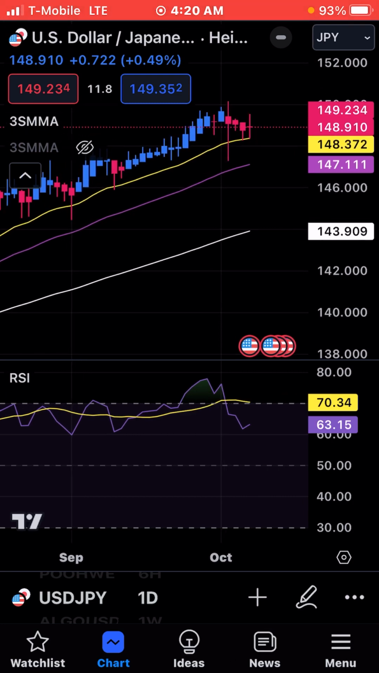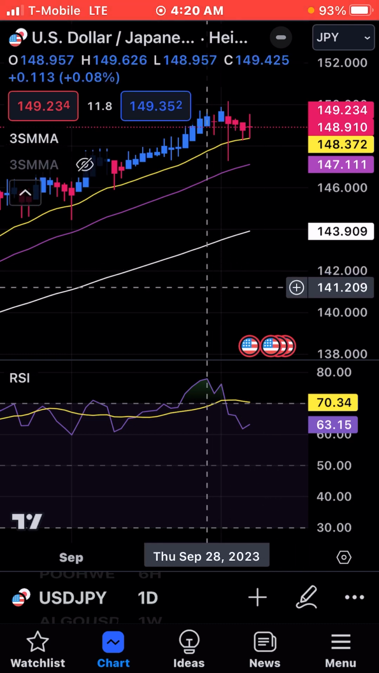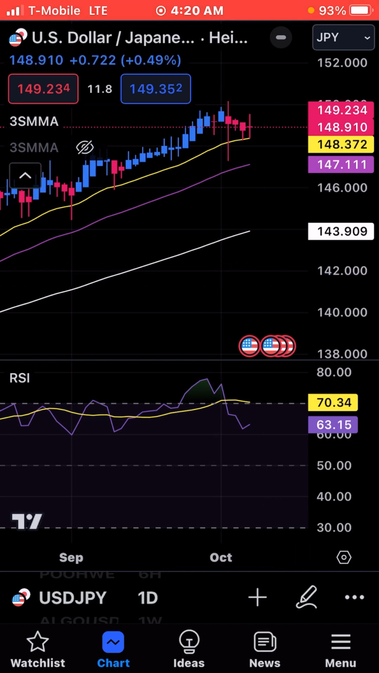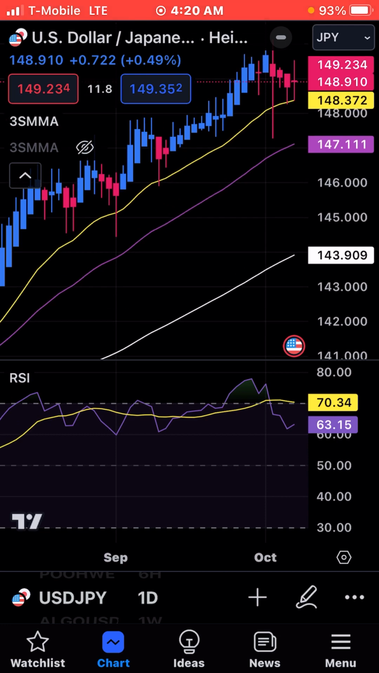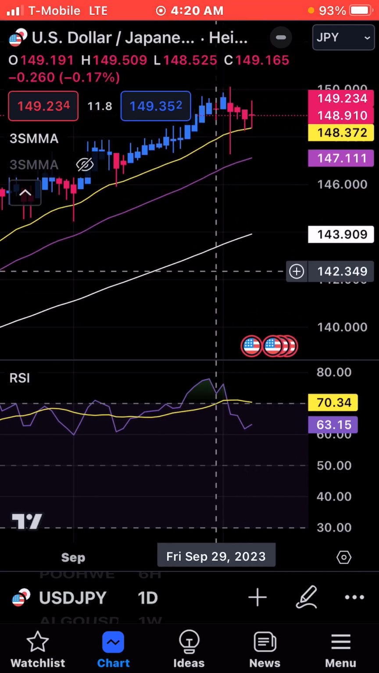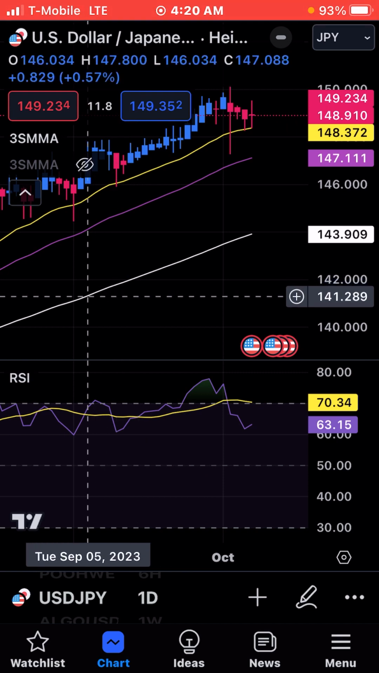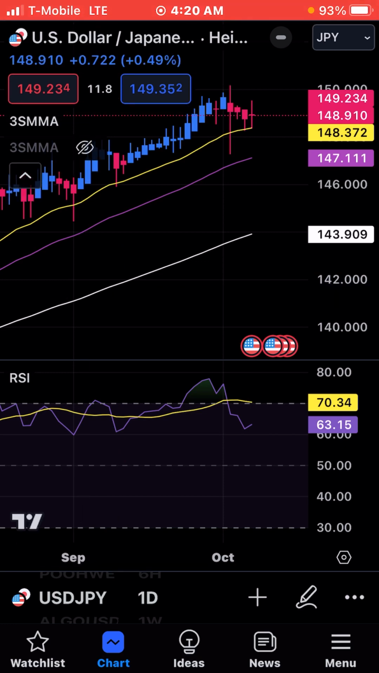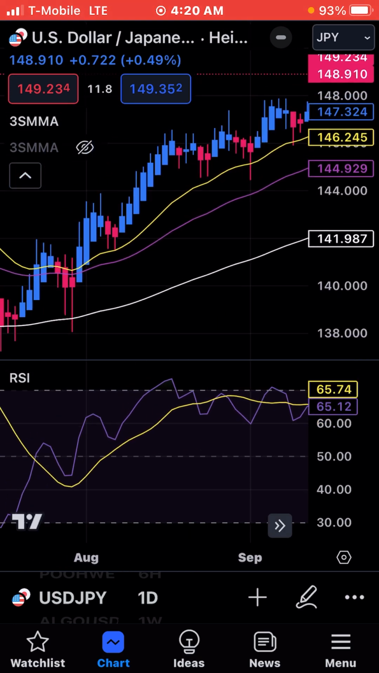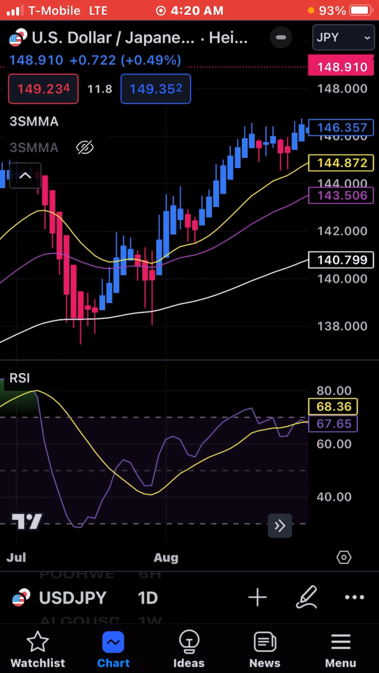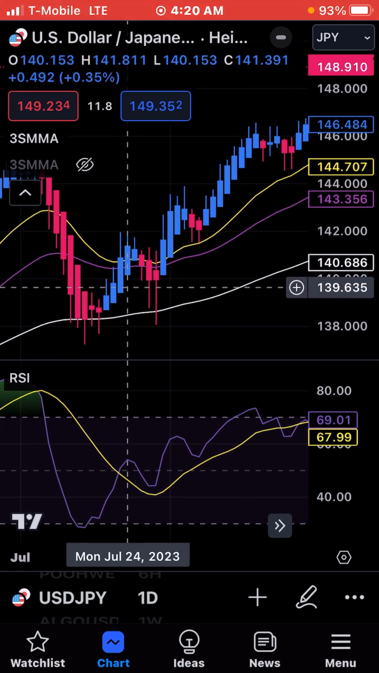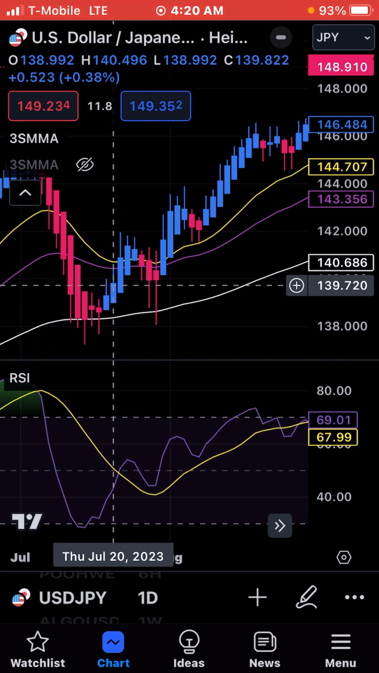So the entry points of doing it on the day would have been, since we know the overall trend is going up, we would get in right here, which is September 14th, and we would get in right here, which is September 4th, and we'd get in right here, which is July 20th.